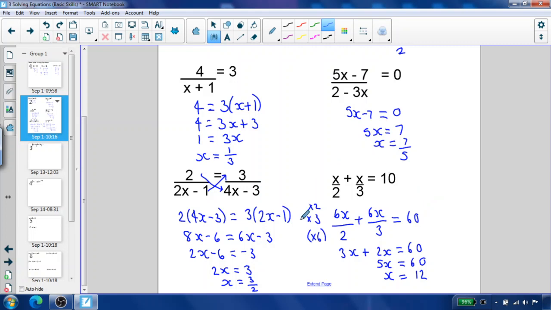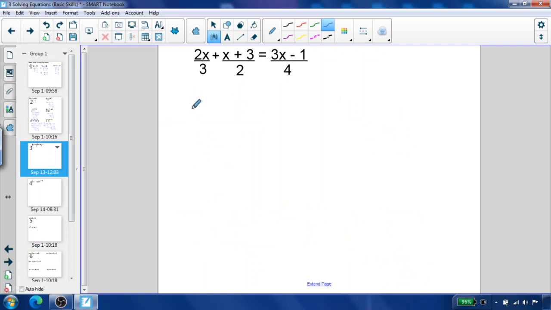Now again, if you are not as familiar with that method and you want to look at the common denominator method and adding the fractions, work through it. So you could pause the video and you should still be able to get to x is equal to 12.